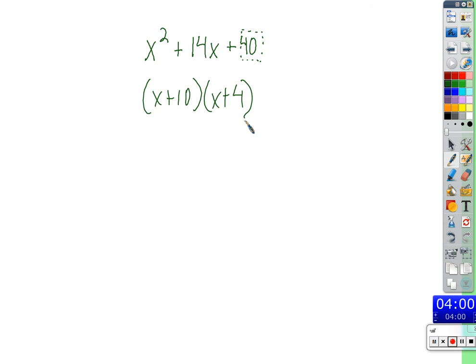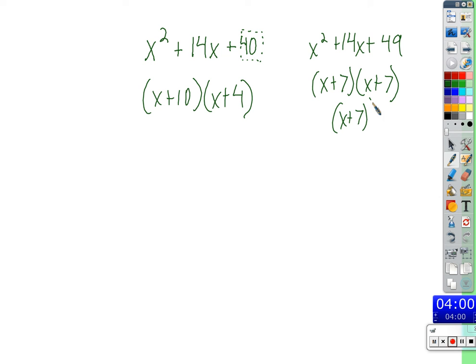But what'd you say, Zane? If we made this not 40, if there was a 40 there, we would wish there was a 49. Because what'll happen when there's a 49? Now, when that's 49 instead of 40, how does that factor? Or x plus 7 times itself, x plus 7 squared. So that's the first part of the procedure. Figure out what this number has to be.